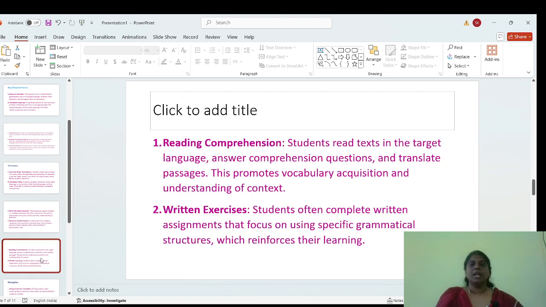Reading comprehension. Students read texts in the target language, answer comprehension questions, and translate passages. This promotes vocabulary acquisition and understanding of contexts. Written exercises. Students often complete written assignments that focus on using specific grammatical structures, which reinforce their learning.